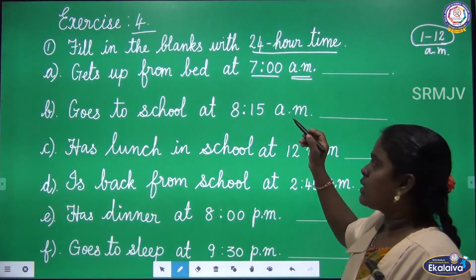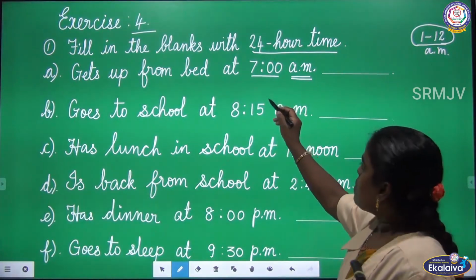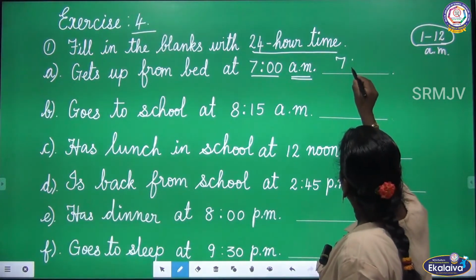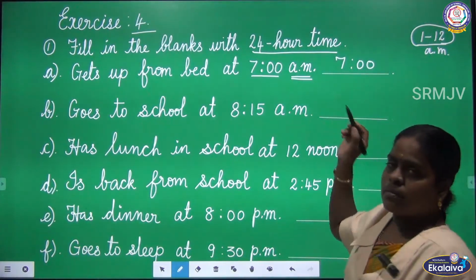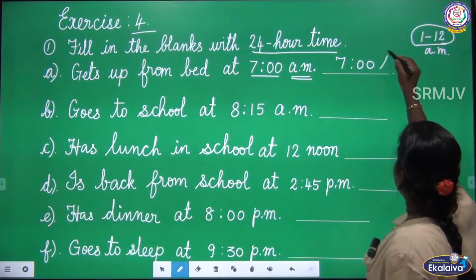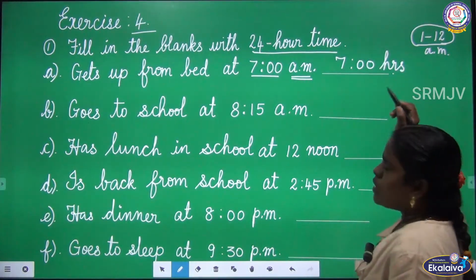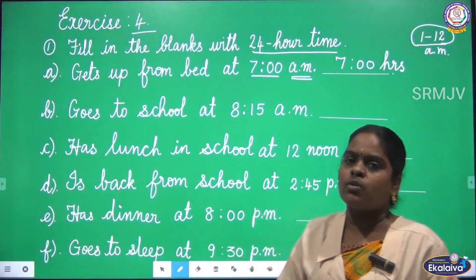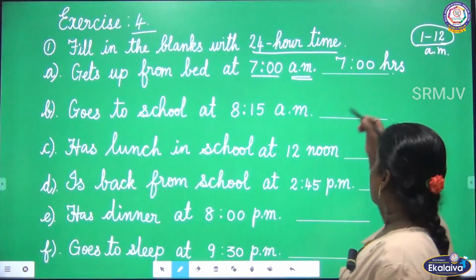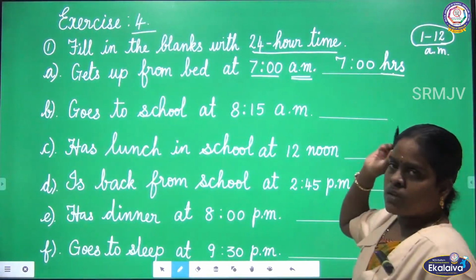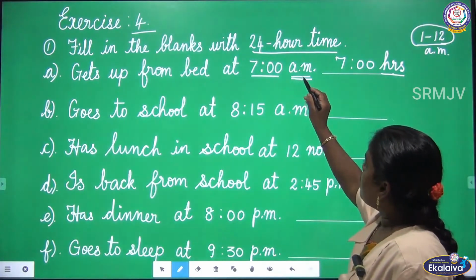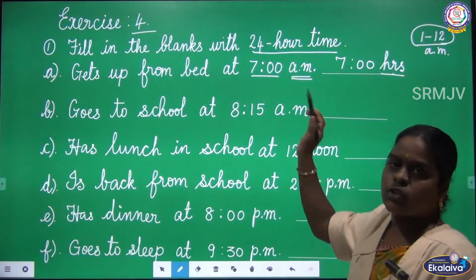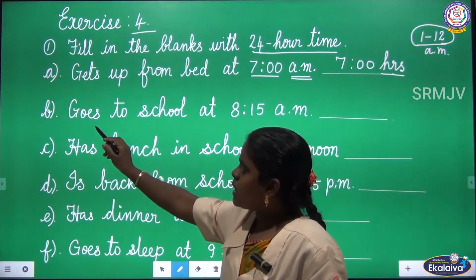It is in the morning. The activity takes place in the morning. So just write the given time. It is 7. Instead of AM, we are going to write the term hours. So from midnight 1 till 12 noon, we have to use the same number and just add the term hours. So 7 AM, if you change into 24 hour, you get 7 hours. That's the answer.